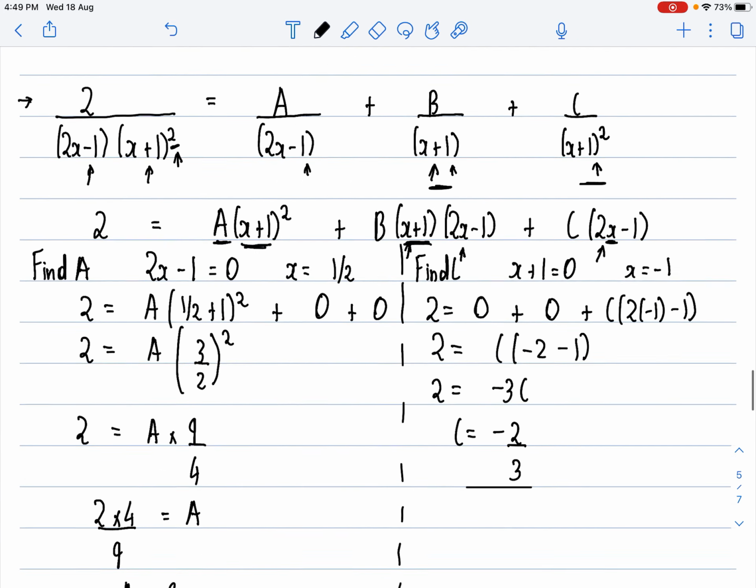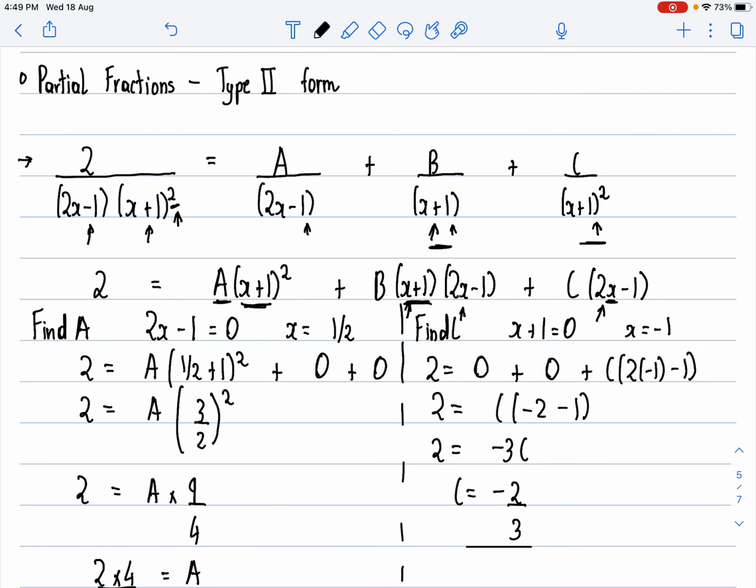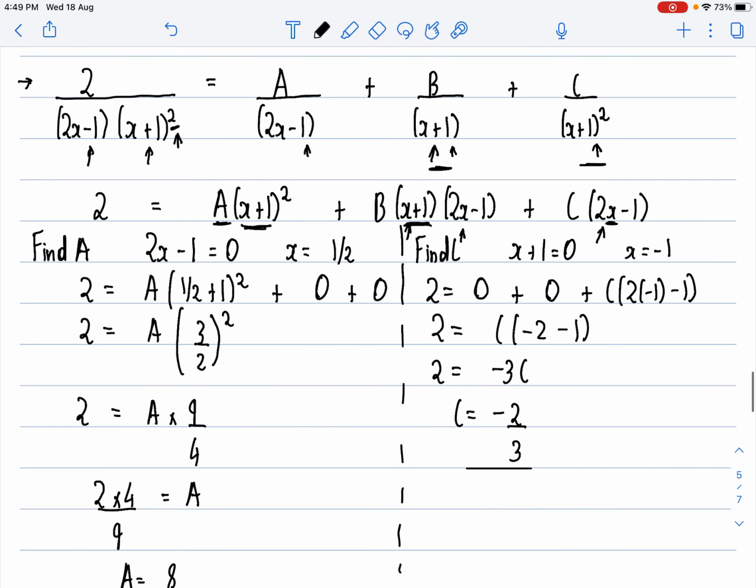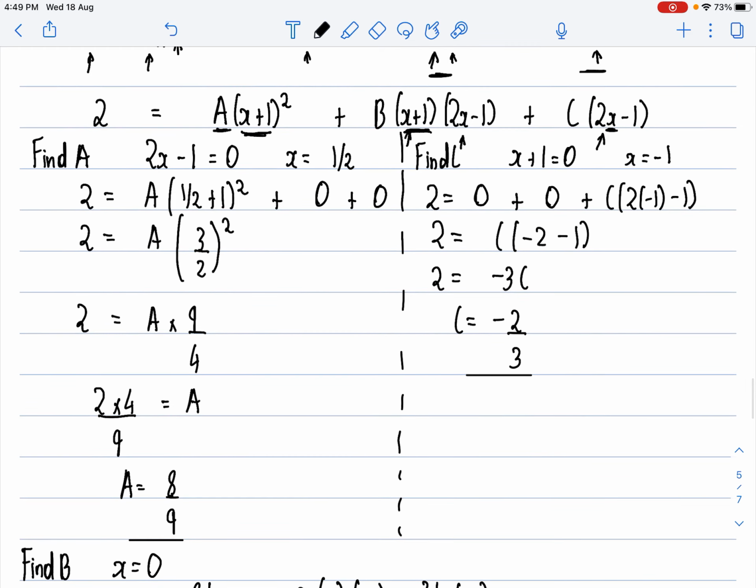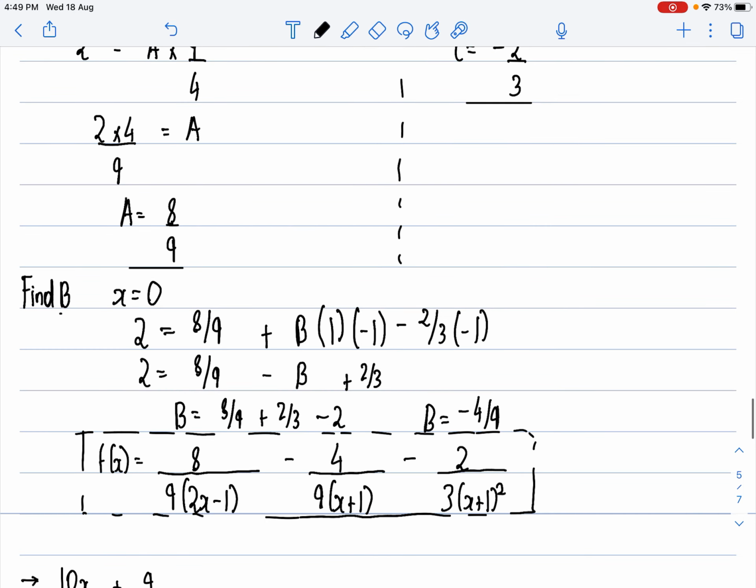Correct? So the most important thing here was to identify it's a type 2 denominator, and then everything else was the same as type 1. You had to take the LCM. But the only thing here is first you need to find a, then c, and to find b, you substitute the values of a equals 8 over 9 and c equals minus 2 over 3, and you take your x as 0. This is what you need to know.